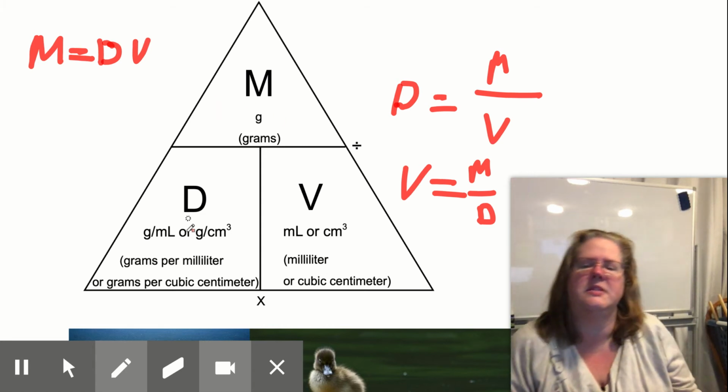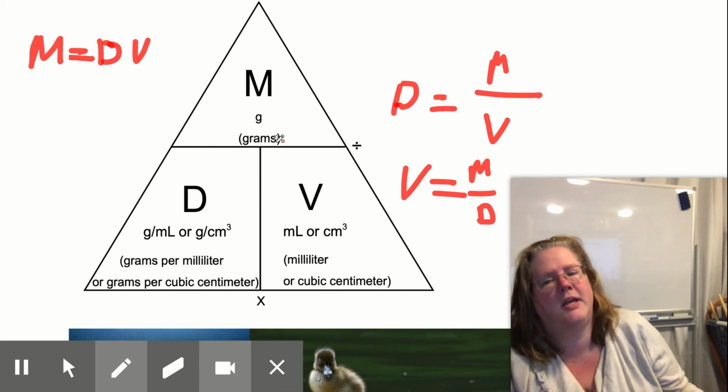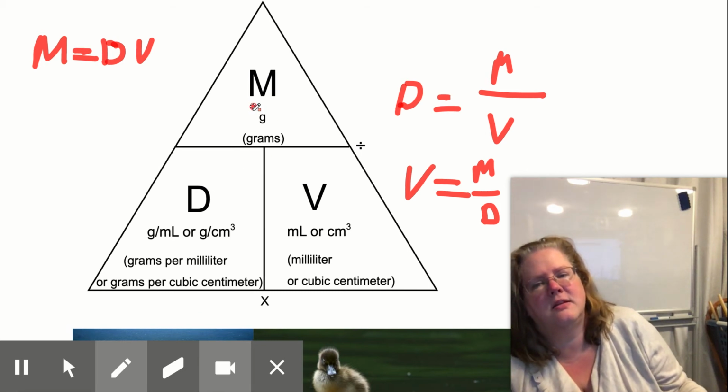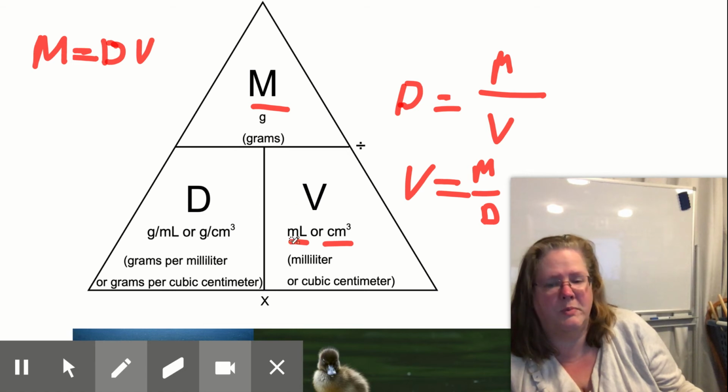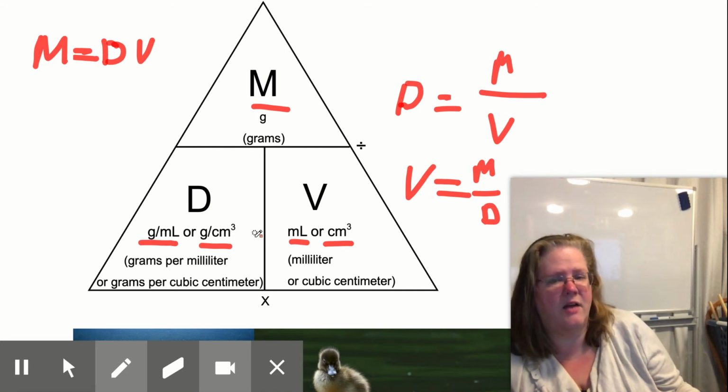And you'll also notice that in here, I put in my units. Mass is in grams. Volume is in either a milliliter or a cubic centimeter. And then density, therefore, is grams per milliliter or grams per cubic centimeter. So here are my units for density. And it's helpful to have that written in the formula.